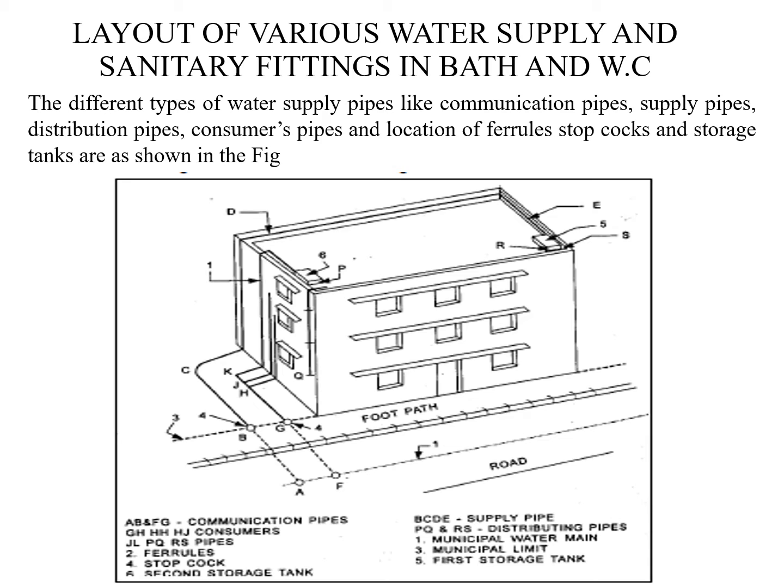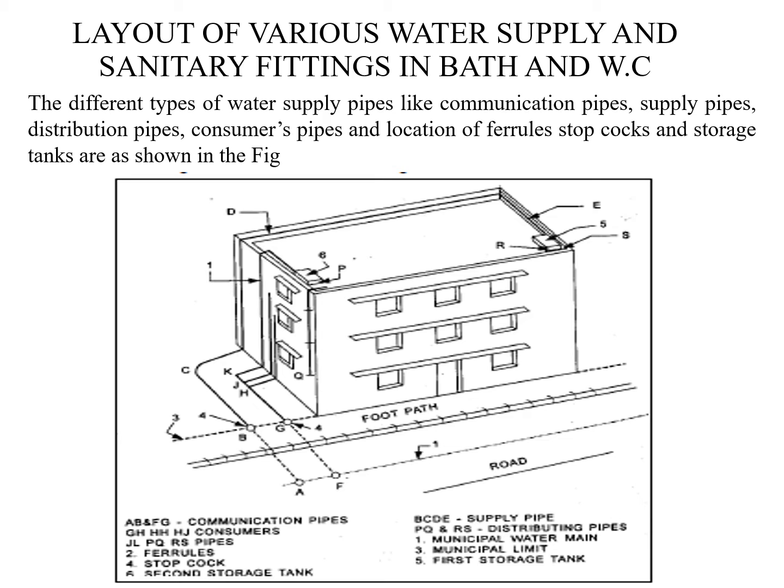Then the second one is a ferrule, which is taken from the main supply lines. Next, the fourth one is a stop cock. Number 4 is a stop cock here. Next, 6 is a storage water tank, and the supply pipes B, C, D, E are the supply pipes. P, Q and RS are distribution pipes.